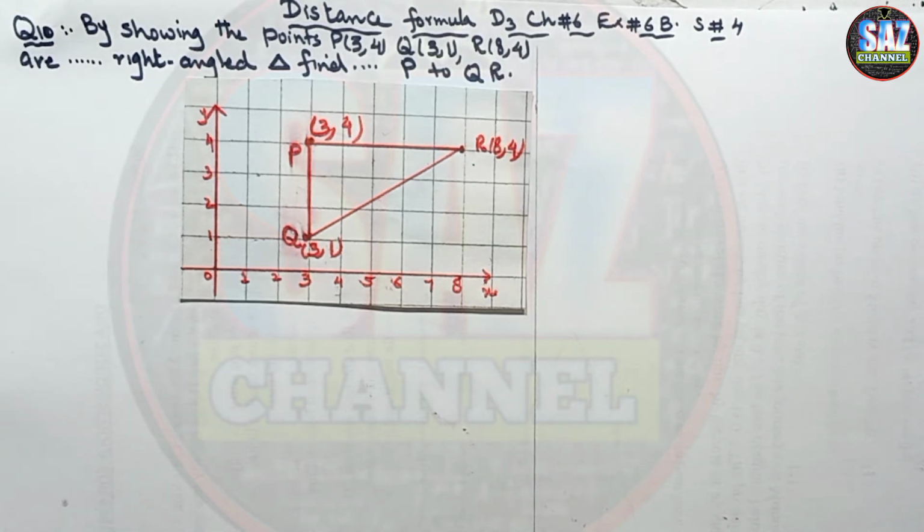This is my fourth lesson of D3, chapter number 6, exercise 6b, that is the application of distance formula. What is the distance formula? How to apply the distance formula in order to find the distance between 2 points, and how to decide what type of geometrical figure you are getting.